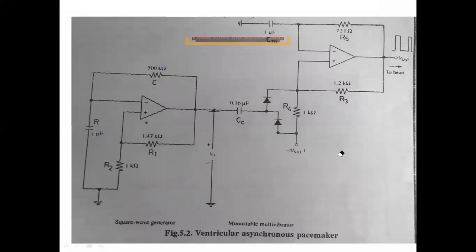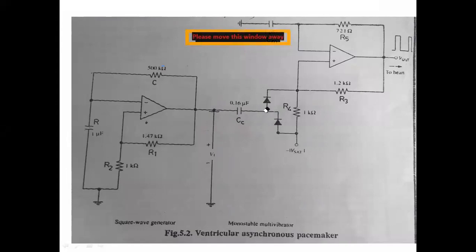monostable multivibrator. It produces the positive trigger pulses. Here we have a capacitor CC, a coupling capacitor, and a diode, and here we have capacitance and resistors. When the positive pulse of the square wave is applied to this monostable multivibrator, it will be applied to the diodes.